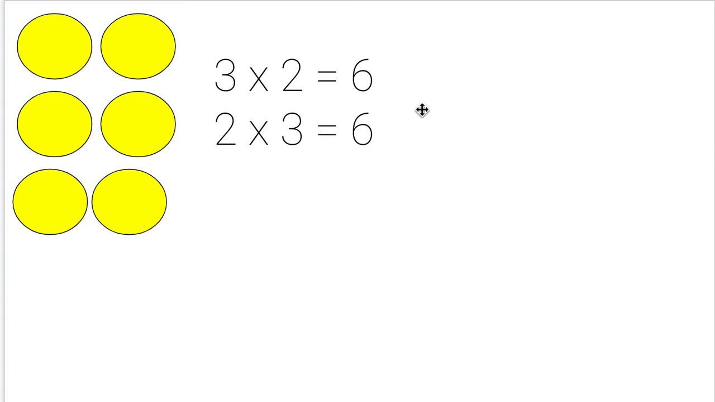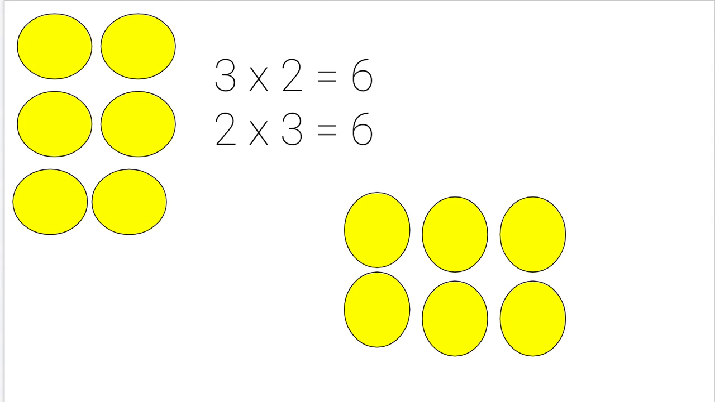Now I can skip count by 3s to my second finger, saying 3, 6, or I can skip count by 2s to my third finger, 2, 4, 6. But still, if that's a little too difficult right now, I could also count each individual circle. So I could go 1, 2, 3, 4, 5, 6.